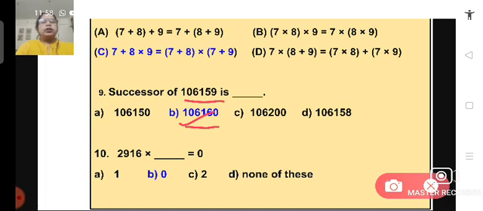Question number 10. 2,916 multiplied by what is equal to 0? Children, we know that when we multiply any number by 0, it becomes 0. So, if we multiply this number 2,916 by 0, it becomes 0. So, option B is the correct answer.